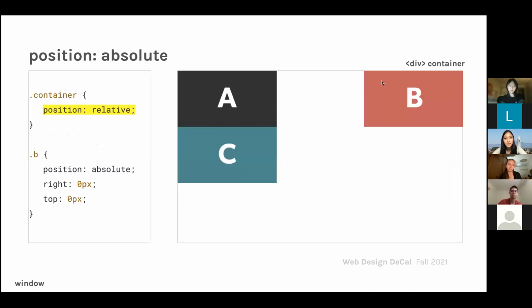All right, so this time you can see that the container is given position relative, and now B really sticks to having 0 pixels at the top and 0 pixels at the right. Before, the closest relatively positioned ancestor was just the whole page. So that's just something to keep in mind if you find that your absolute elements aren't really where they're supposed to go.